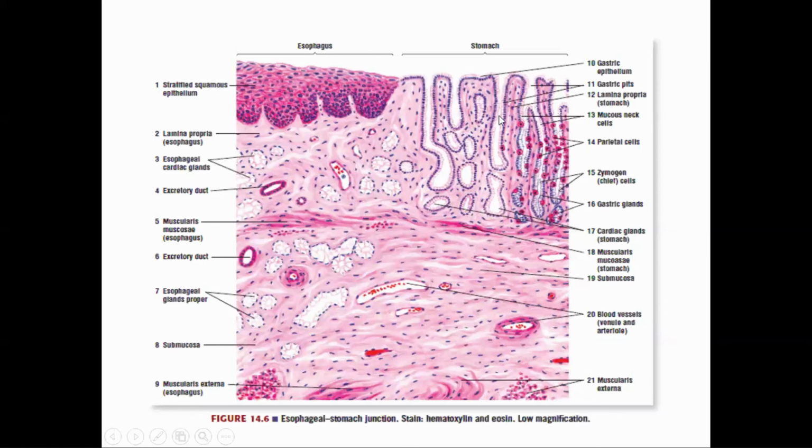Histologically, the stomach is divided into the cardiac region, fundus and body, and the pyloric region. The glands present in the cardiac region are called the cardiac glands. In the fundic and body parts, they are named the fundus or body glands, or the fundic glands, or the gastric glands. And in the pyloric region, they are named the pyloric glands.